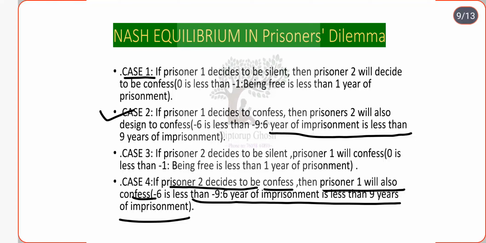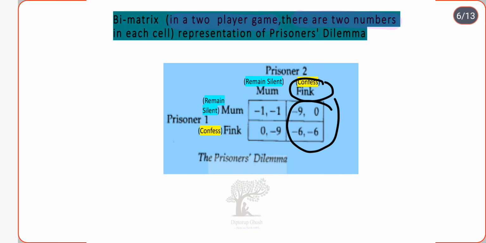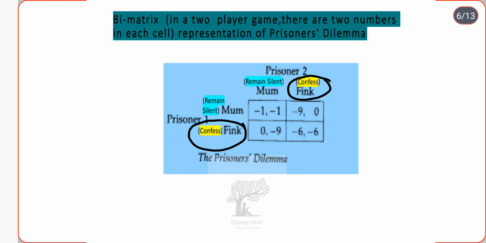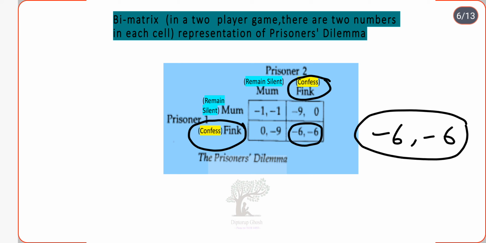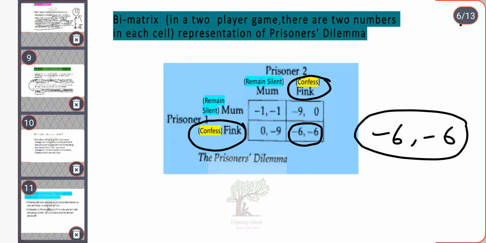Basically, as you can see in case 2, when prisoner 1 was deciding to confess, prisoner 2 was also deciding to confess. And in case 4, when prisoner 2 was deciding to confess, prisoner 1 will also decide to confess. So case 2 and case 4 are showing that when one of the prisoners is confessing, the other is also deciding to confess, that is fink. That means this strategy, -6, that means 6 years of imprisonment for both, is the Nash equilibrium. Okay, so case 2 and case 4 are the Nash equilibrium.